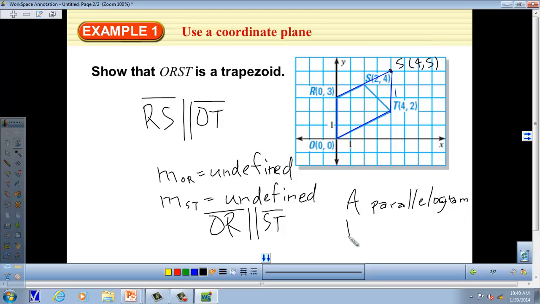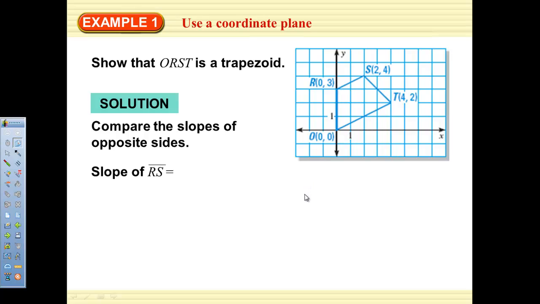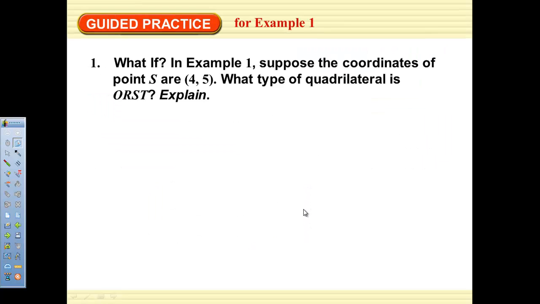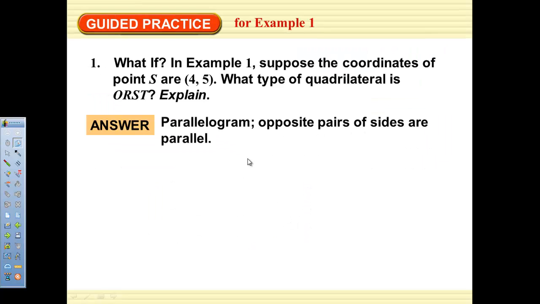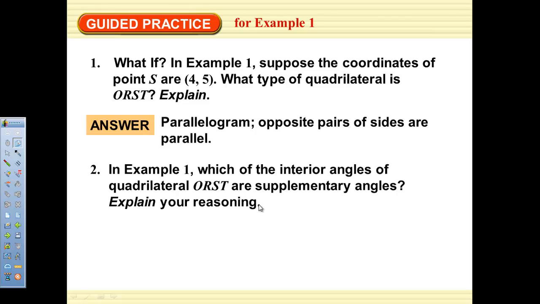Because opposite sides are parallel. I'll just draw the lines. So again, going through this real quick, opposite sides are parallel, therefore it's a parallelogram.